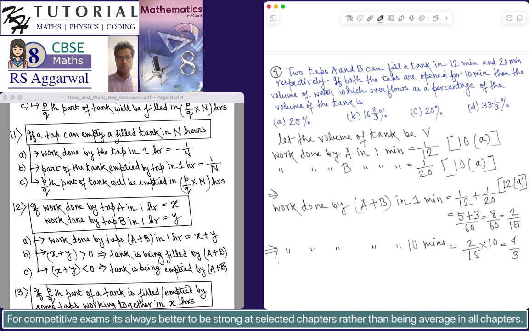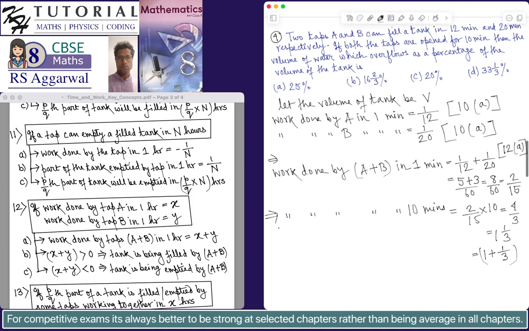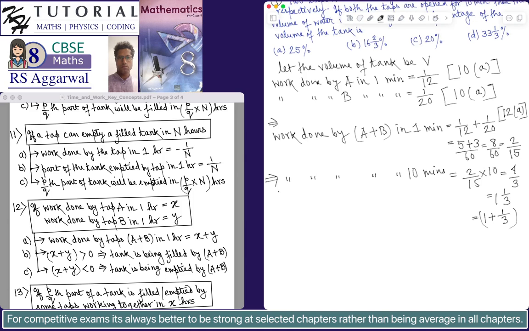Now 4 by 3 is basically equal to 1 and 1 third. So this is equal to 1 plus 1 third. 1 means the whole tank. So we can easily see that 1 third is the extra part, the amount of water that is overflowing, that is spilled from the tank. The question is asking the volume of water which overflows as a percentage of the volume of the tank. We have already considered the volume of the tank to be 1.